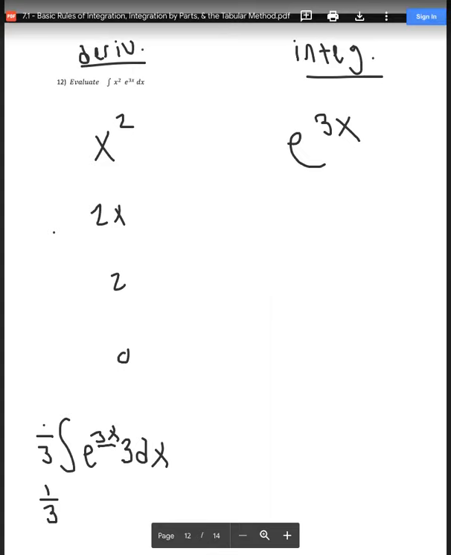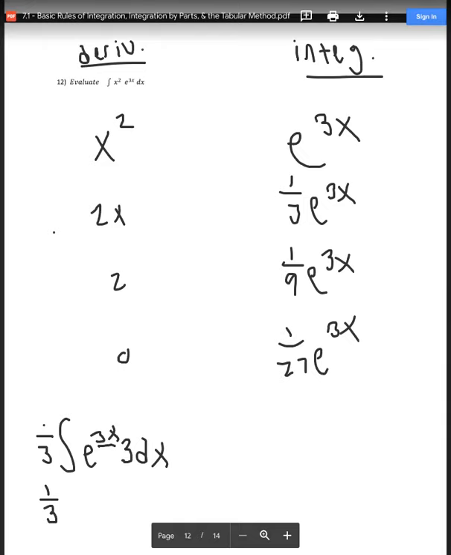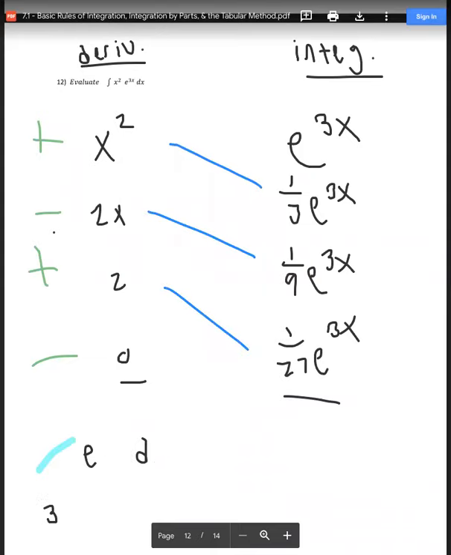So the next one is 1/3 e to the 3x. The next one is 1/9 e to the 3x. The last one is 1/27 e to the 3x. And stop. Once you have a 0, you stop there. Remember, we do plus, minus, plus, minus. Remember, we cross multiply. So this one goes with that, this one goes with that, and that one goes with that. And now it's just about writing the answer.